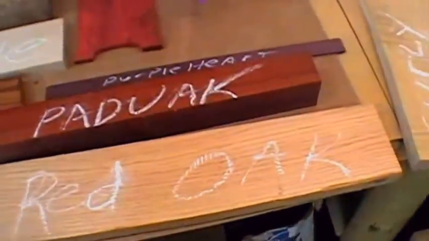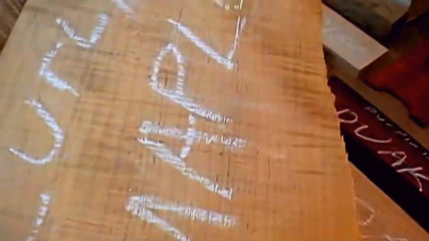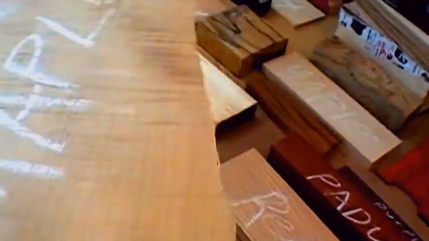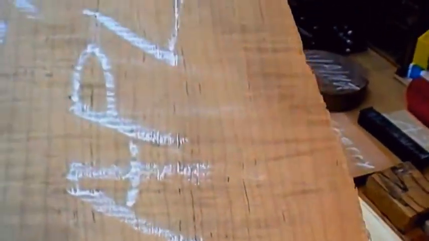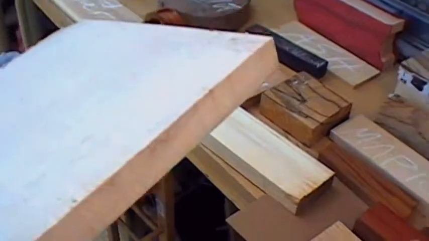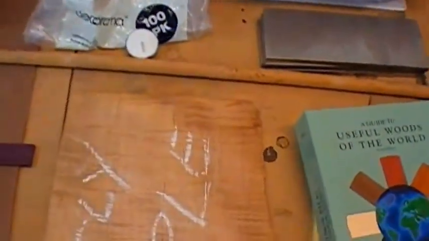I guess since we're here, we'll start from this side. This is what curly maple would look like. You can see the tiger striping that's in there. Show it maybe something like this. It should show up. There it is. That should show up for you. And that's what curly maple looks like.